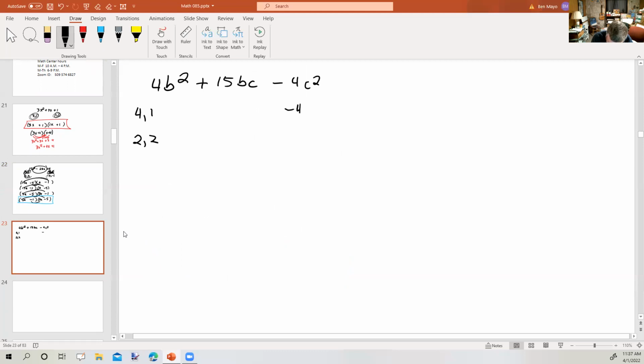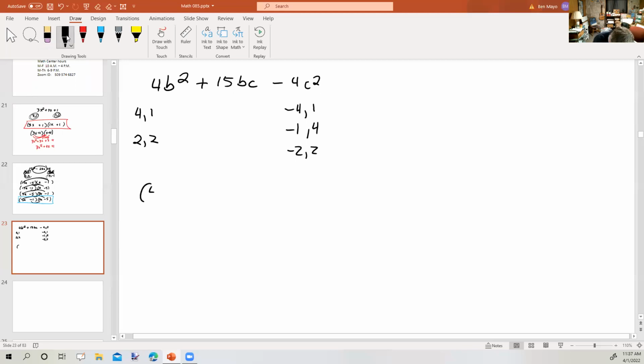Negative 4 could be negative 4 and 1, negative 1 and 4, negative 2 and 2, and then 2 and negative 2. Actually, this one and this one are the same, so I don't need to list both of those. Okay. Again, any question about where I'm getting those pairs of numbers? So now let's consider all the possibilities.